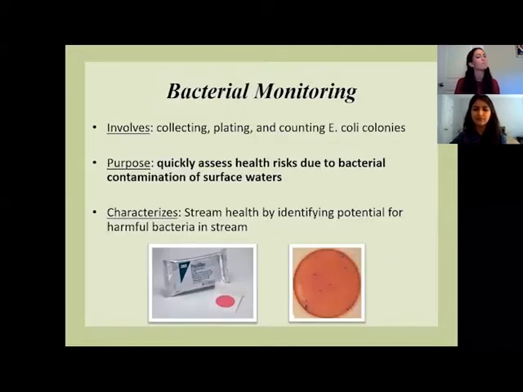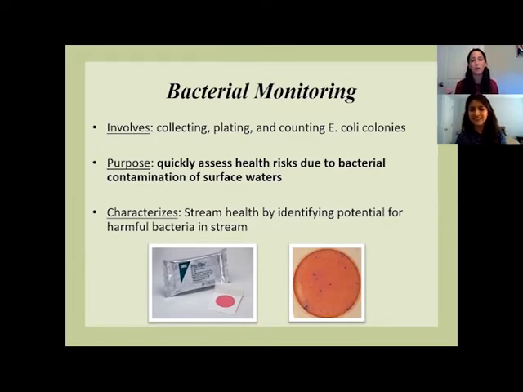Today we are here for bacterial monitoring specifically, and we're going to go through how to collect your samples from your stream, how to plate those samples, and how to count the E. coli colonies that are on your plates. E. coli is the only kind of bacteria that we are going to be looking at today. There are other kinds that exist in your stream, and we get this question all the time: do you look at this kind of bacteria or this one? We're just doing E. coli today.